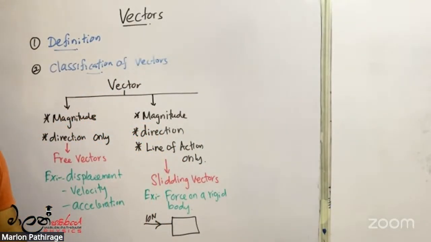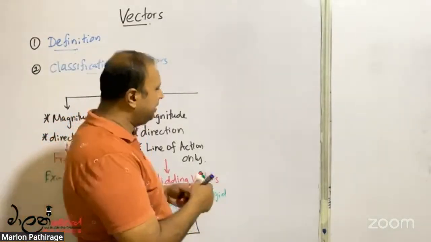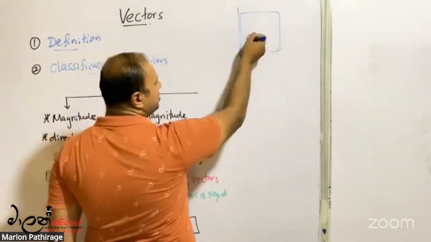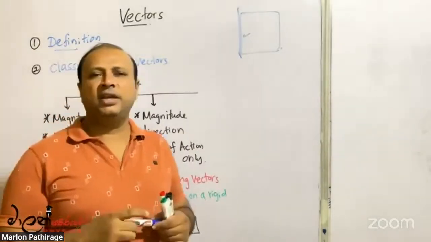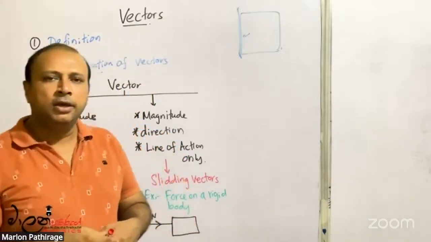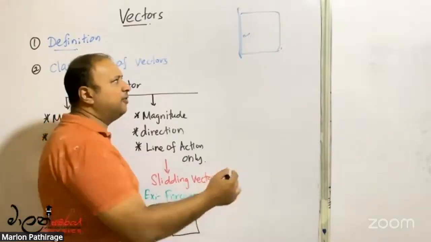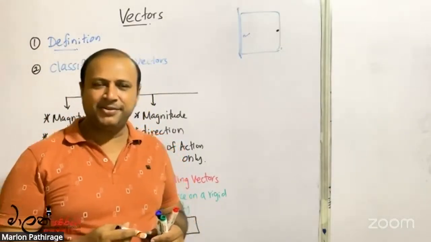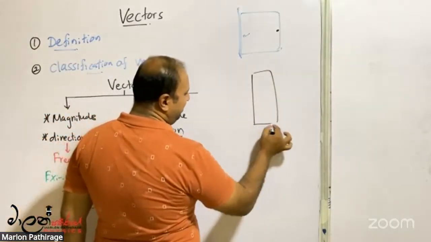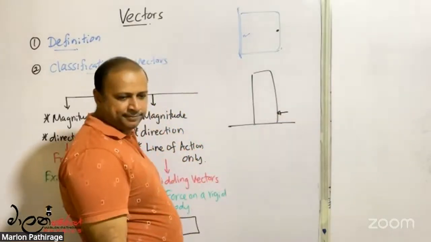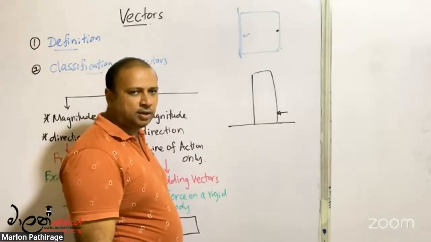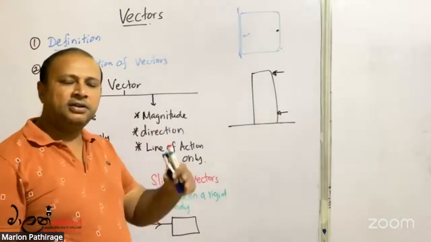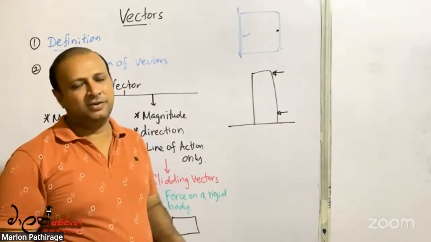Similarly, if we apply a force to open a door, now this is a door. If we apply a force from here, it is very hard to open. But if you apply the same force from here, then what will happen? It is very easy to rotate. As I mentioned earlier, if we apply a force from here, it is hard to roll this object. But if I apply a force from here, now it is easy to roll this object.